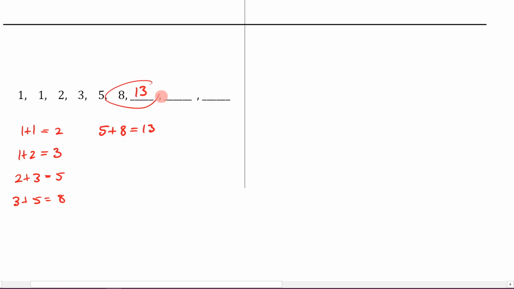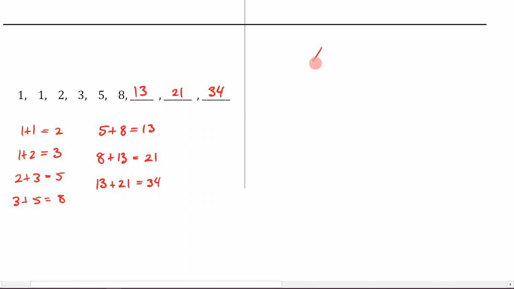Then I'm going to go 8 + 13. 8 + 13 is going to be 21, so that's going to be this term. Then I'm going, oh, sorry, did I forget a 13 there? Then I'm going to go 13 + 21, rather, is going to be 34. Perfect. And now we have finished. So 1, 1, 2, 3, 5, 8, 13, 21, 34.